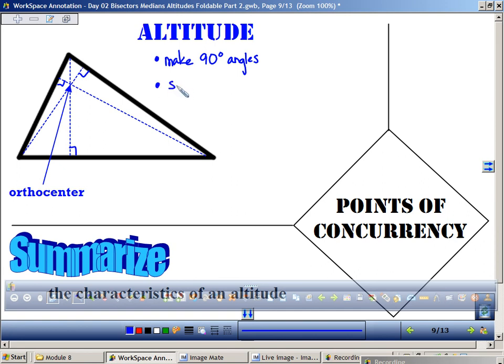I'm not going to be able to record this anymore. My pen's not working. I'm going to have to go to the board. The shortest distance from the vertex to the opposite side.